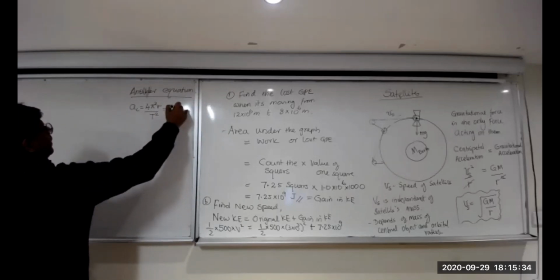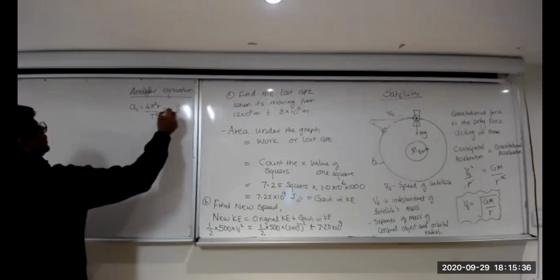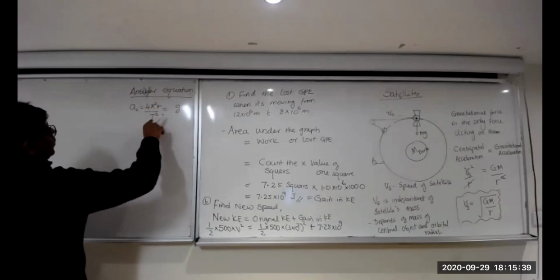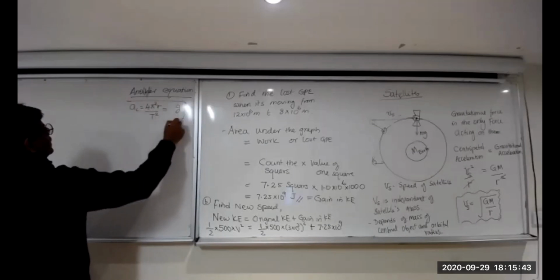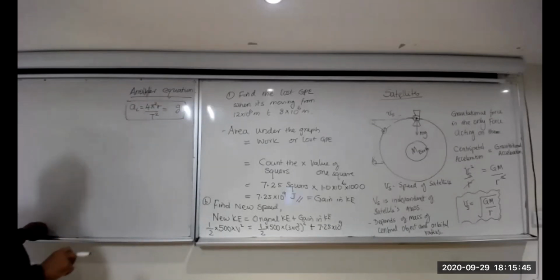Just say if you know g or something. So if you know period or radius, they ask you to find the g. There's another connection that you can find it out. Or you can say GM on r squared.